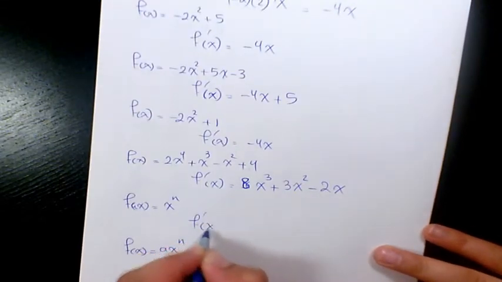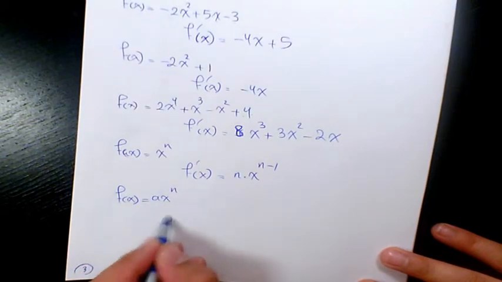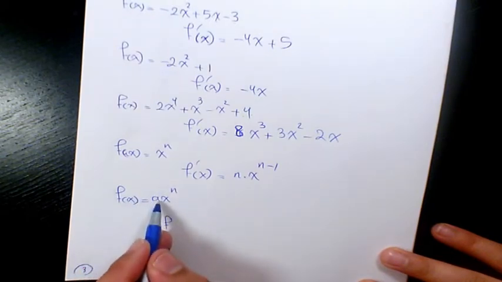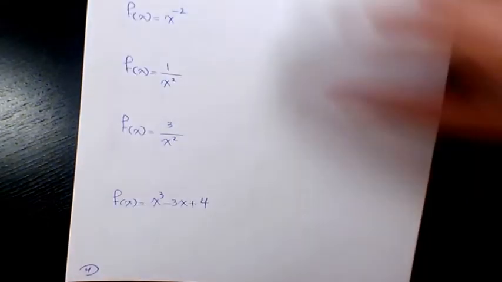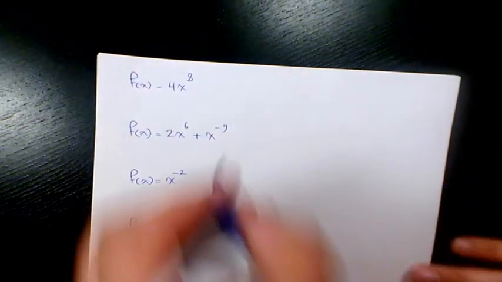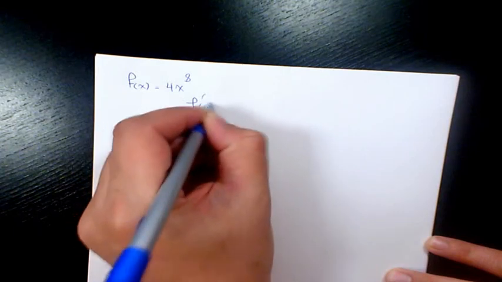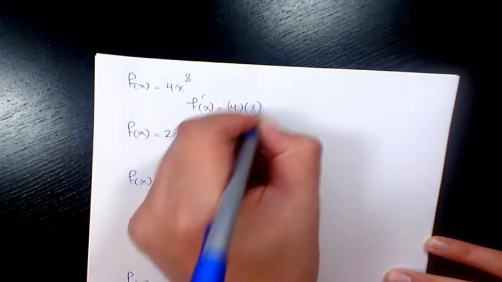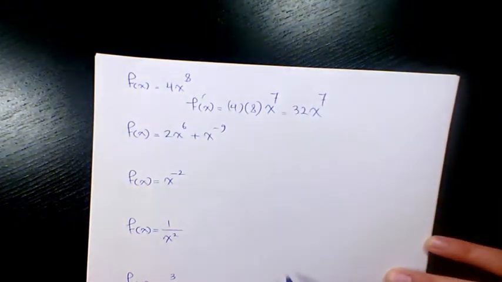Next one. The derivative of x to the power of n will be n times x to the power of n minus 1. Next one, the derivative of f of x when f of x is a times x to the power of n will be a times n times x to the power of n minus 1. Next, f of x is 4 times x to the power of 8. f prime x will be 4 times 8 times x to the power of 7. So we have 32x to the power of 7.